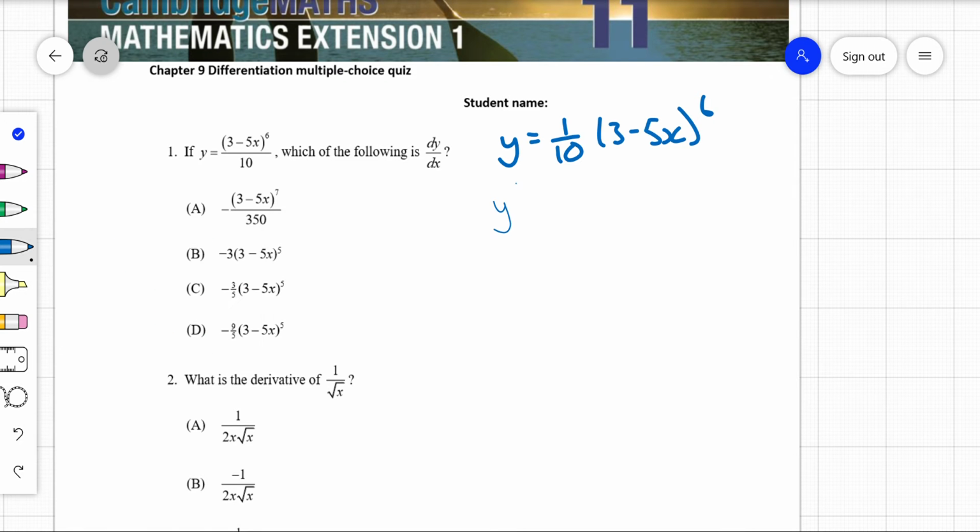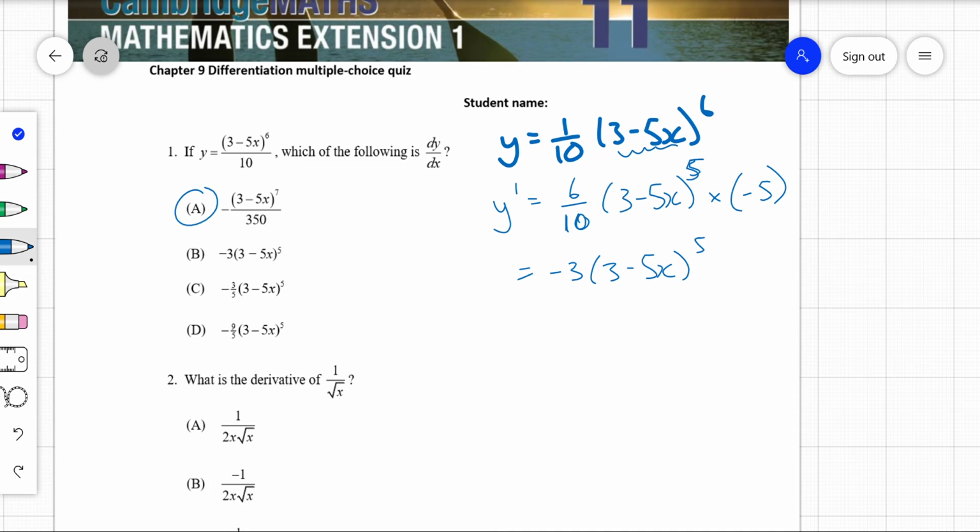So if I'm doing dy/dx, that 6 needs to come in front. It's now to the power of 5, so don't forget to do that. And then we also need to go inside, that's the chain rule, and the derivative of this inner part is minus 5. So if I think of it as minus 5 on 10, that is negative a half, times 6 is negative 3. So I've got this left, which is not A, which is B.